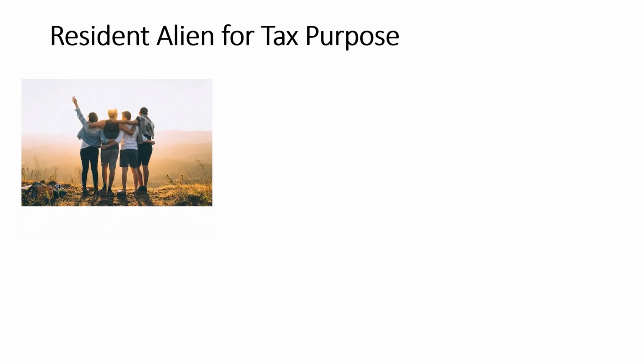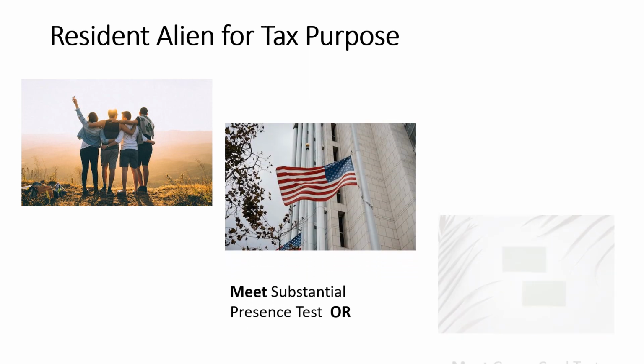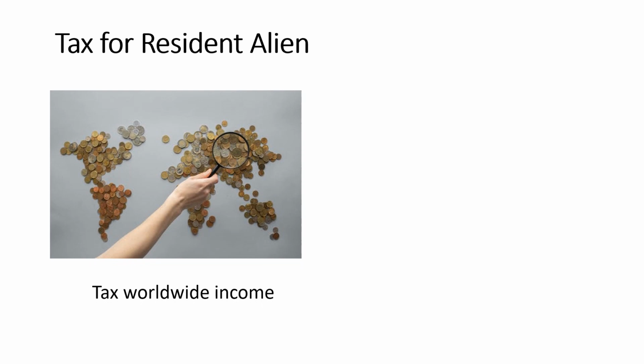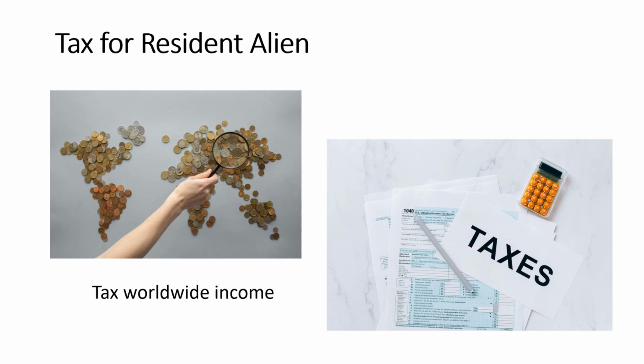About resident aliens. A resident alien is someone who meets either the substantial presence test or holds a green card. They are considered U.S. residents for tax purposes. For H-1B workers, F1 students in their 6th year, or executives holding an L visa, if they stay in the U.S. long enough, they will be considered U.S. residents. Resident aliens are subject to U.S. taxation on their worldwide income just like U.S. citizens. This means they must report and pay taxes on income earned both inside and outside the United States.